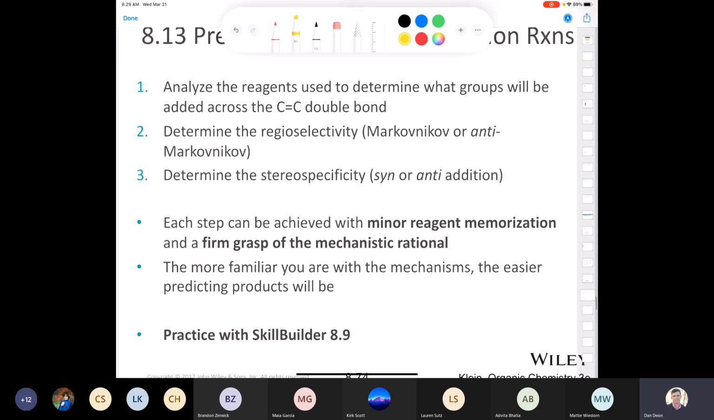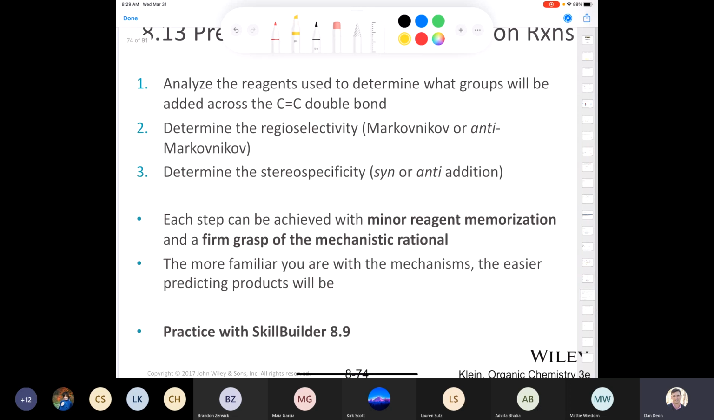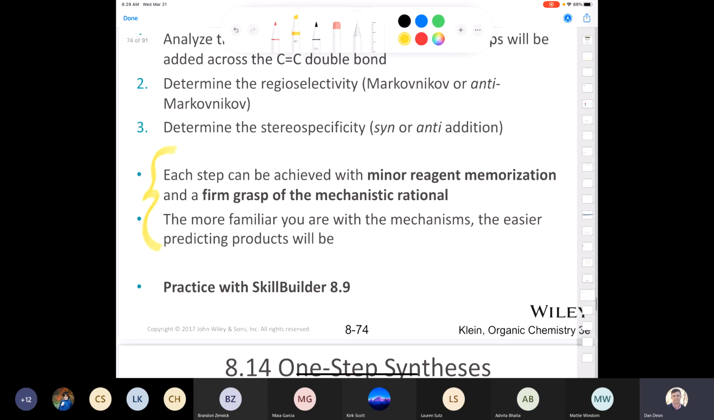Now it says here, and this is kind of what I've mentioned several times in this chapter, that only a little bit of reagent memorization, but a firm grasp of the mechanisms can really help you out with this chapter and the chapters that follow it. The more familiar you are with mechanisms, the greater comprehension you have of mechanisms, the easier predicting products will be. And this is how organic chemists discover new reactions: they have a good understanding of how atoms and molecules are going to react, and they can make predictions, and then they base their research off of that.